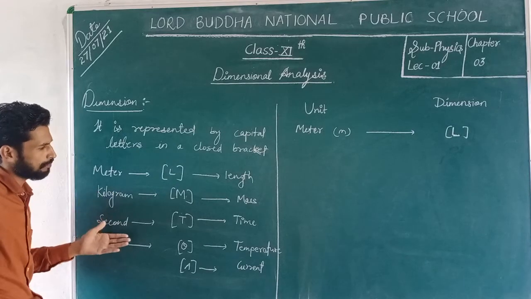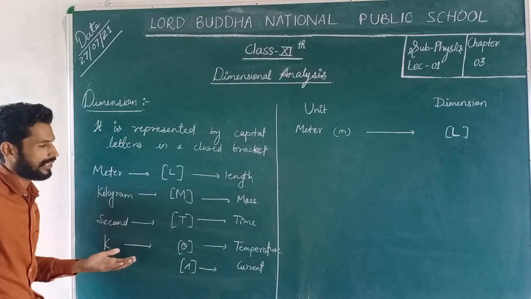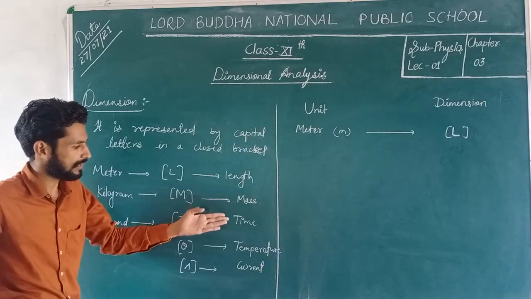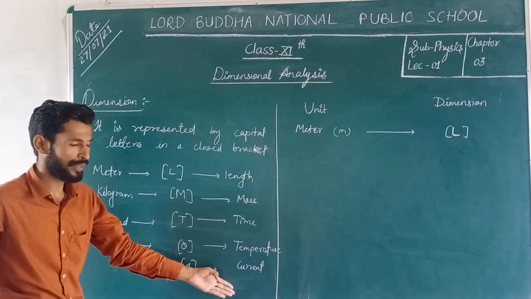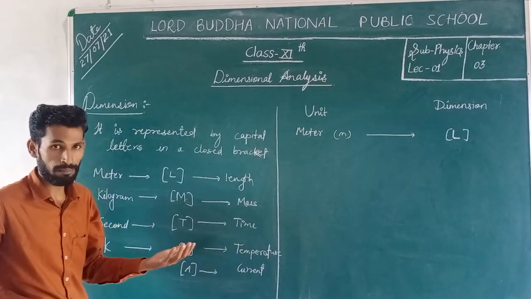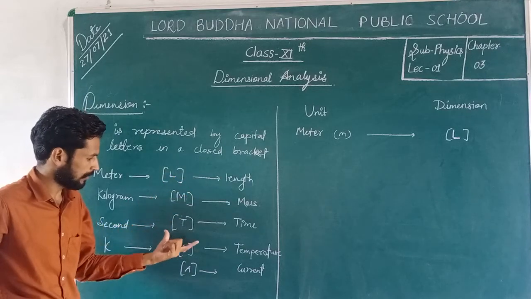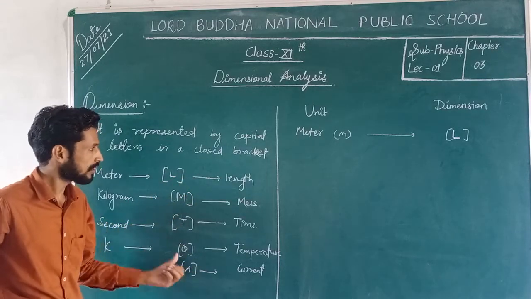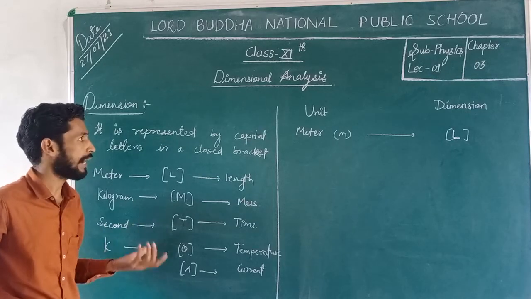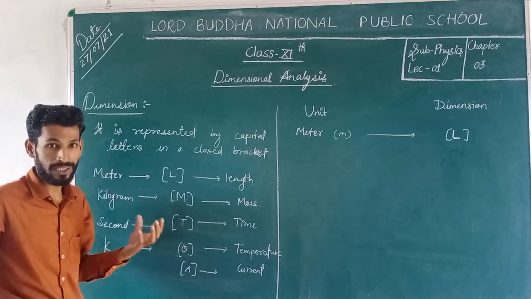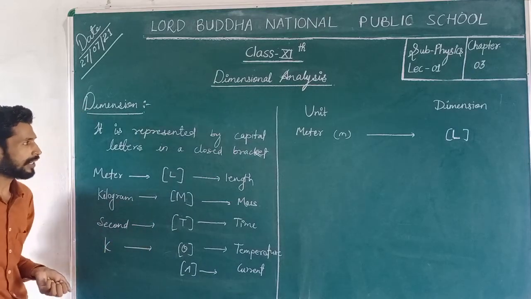So there are some symbols of the physical quantities. For example, length, mass, time, temperature, current, like this. And then will be the luminous intensity, and that symbol is CD. And now by using these terms, these symbols, we can find out the dimension of any physical quantity.